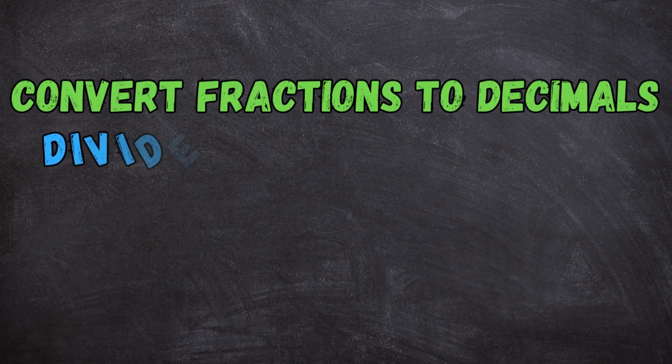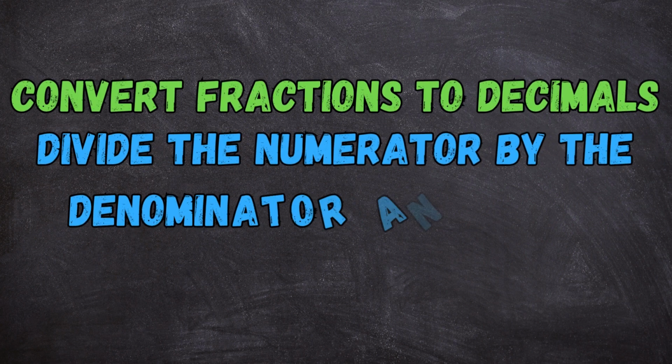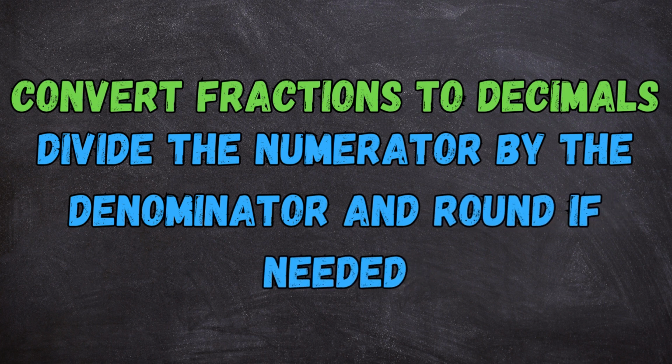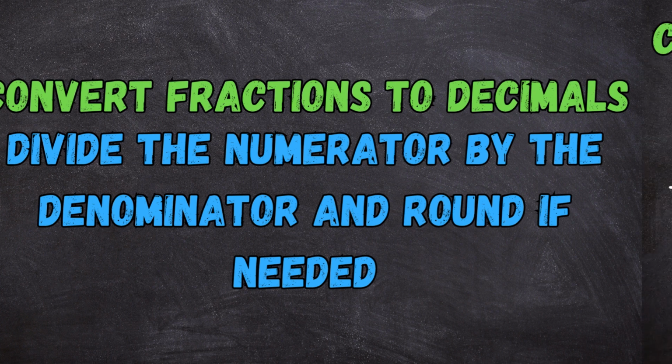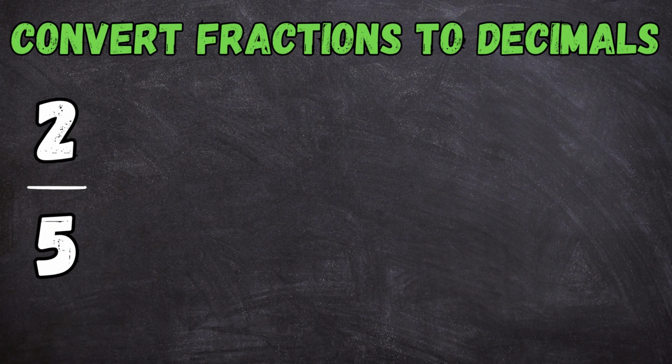Welcome! In this lesson, we're going to learn how to turn a fraction into a decimal, step by step. There's one key rule to remember. Just divide the numerator by the denominator and round if necessary. Let's walk through several examples together, starting with the basics and working our way up.